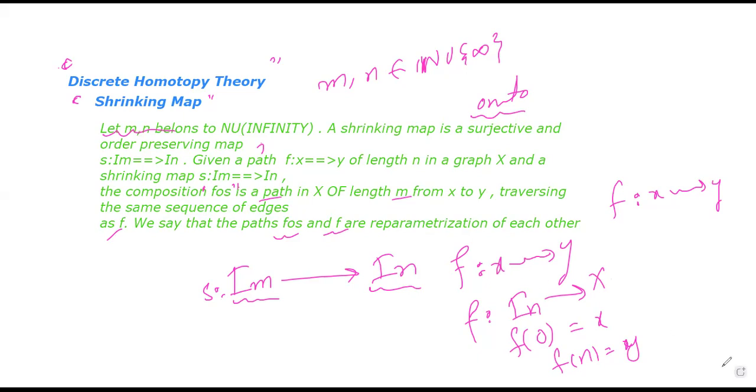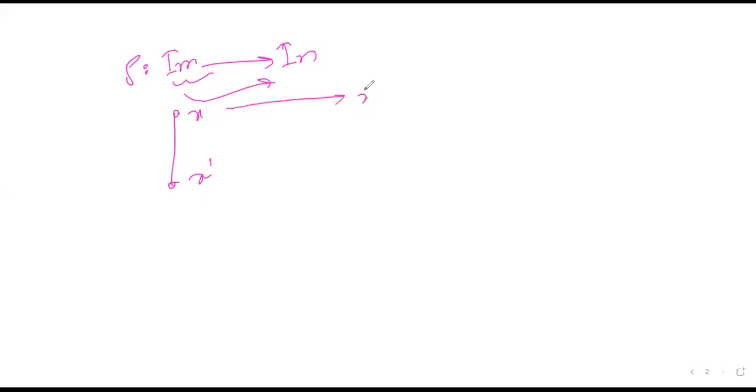Let's see this in computational form. We have a shrinking map from I_m to I_n. This is an order preserving and surjective map. What is the meaning of order preserving? Let's say we have x and x prime. The shrinking map sends x to S(x) and x prime to S(x prime). If there is an edge between x and x prime, there should be an edge between S(x) and S(x prime). And this is a surjective map.